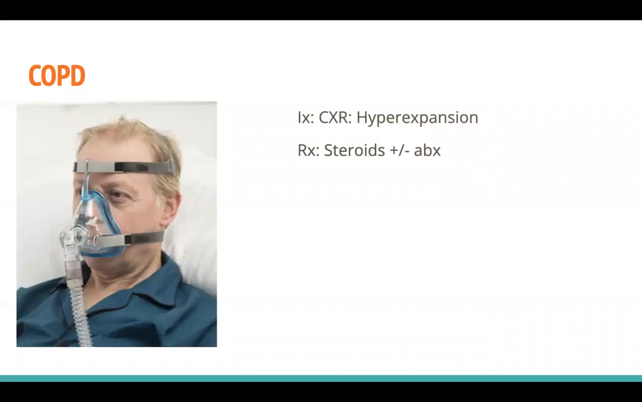So usually we use 5 days of prednisolone. If there's any evidence of infection, for example, they have symptoms of pneumonia, productive cough, change in their sputum, or temperature, then antibiotics might be appropriate.